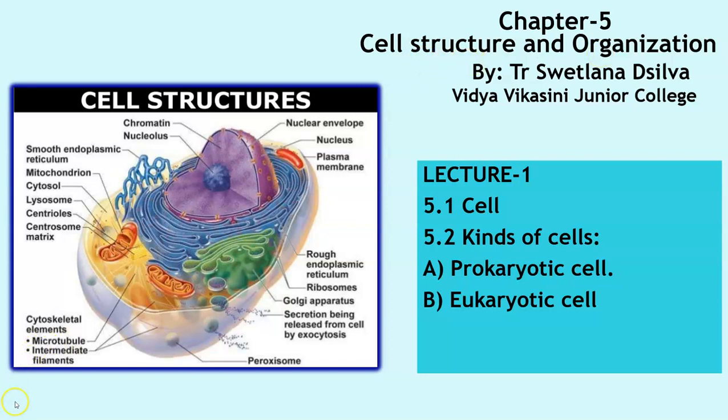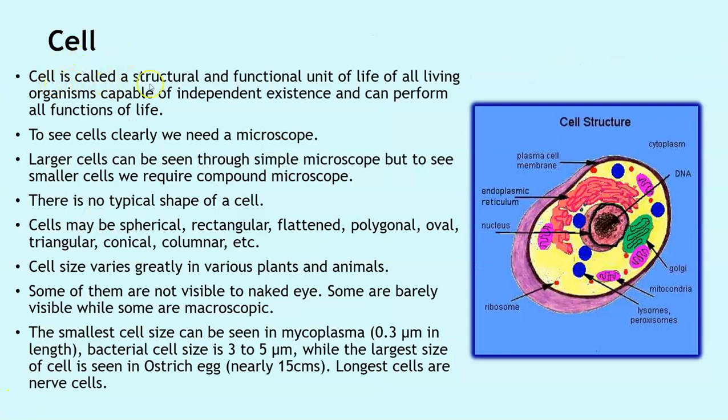So let's begin. Cell. A cell is called a structural and functional unit of life of all living organisms, capable of independent existence and can perform all functions of life. To see cells clearly, we need a microscope. Large cells can be seen through a simple microscope, but to see smaller cells, we require a compound microscope.